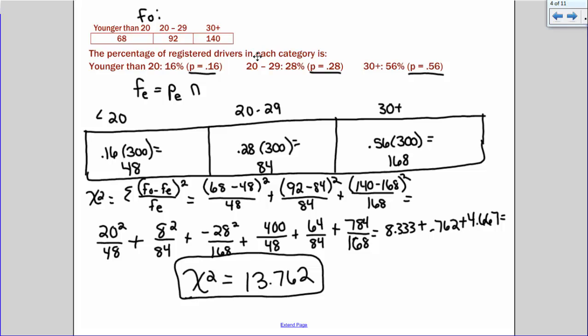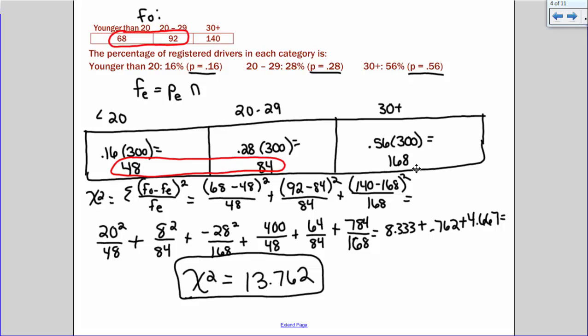So for example, if we look at the observed frequencies for drivers younger than 20 and between 20 and 29, and compare those to the expected frequencies. If the proportion of registered drivers was reflected in the proportion of accident havers, we would expect that 48 of the accident havers in our sample would have been younger than 20, and 84 of the accident havers in our sample would be between 20 and 29. But we actually see that more of the accident havers were younger than 20, so 68 is greater than 48, and more of the accident havers in our sample were between 20 and 29, more than what we would expect, right? 92 is greater than 84.